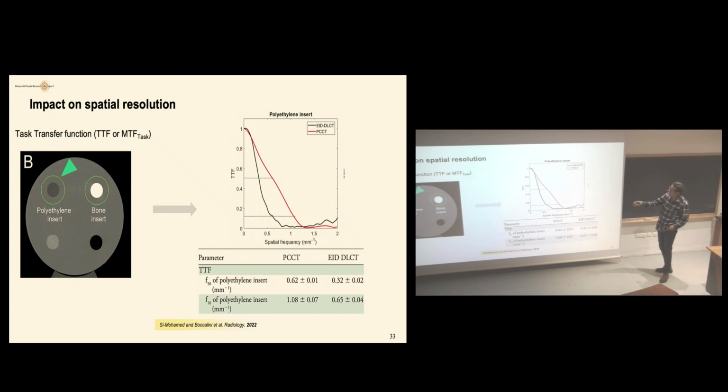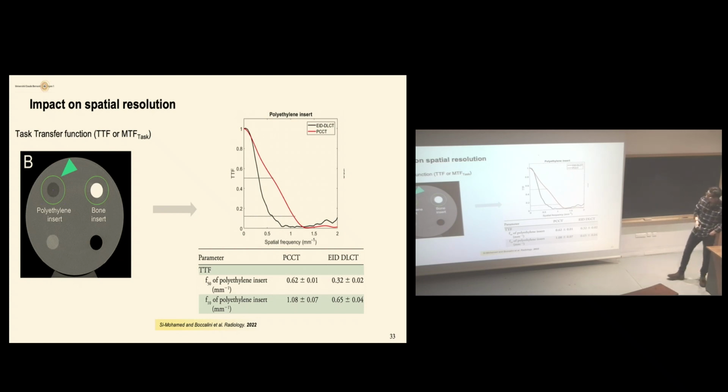This phantom we scanned with the photon counting CT, which is the red curve, and with a standard CT, which is the black curve, with somewhat similar acquisition and reconstruction parameters. It's not so easy to have the same acquisition and reconstruction parameters because it's of course not the same detection chain. Anyway, what you see here is the task transfer function, which is the Fourier transform of the edge spread function in this insert between the background and the insert.